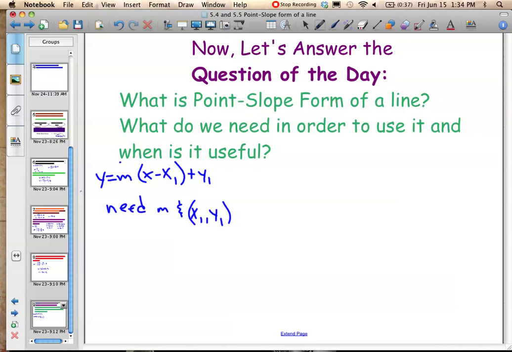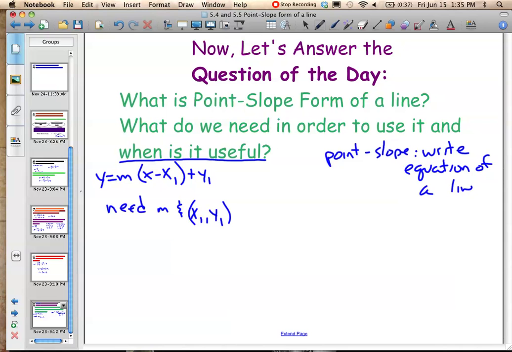Now, here's the big question, though. When is it useful? I would use point slope when I have to write the equation of a line. If I have to write the equation, I'm using point slope. When would I use slope intercept? I would only use slope intercept when I want to graph that line. Okay, slope intercept is great for graphing. Point slope is great for writing the equation. Do your best to get familiar with both.